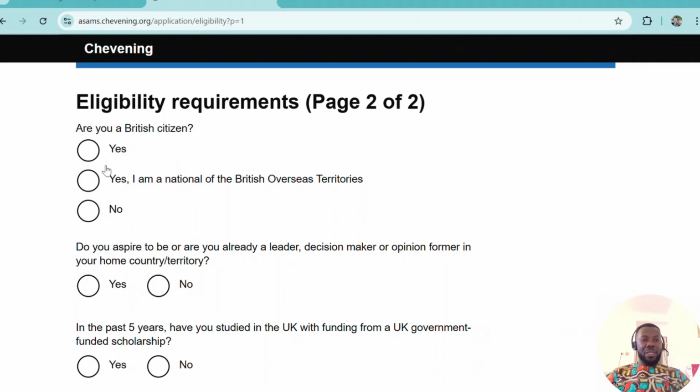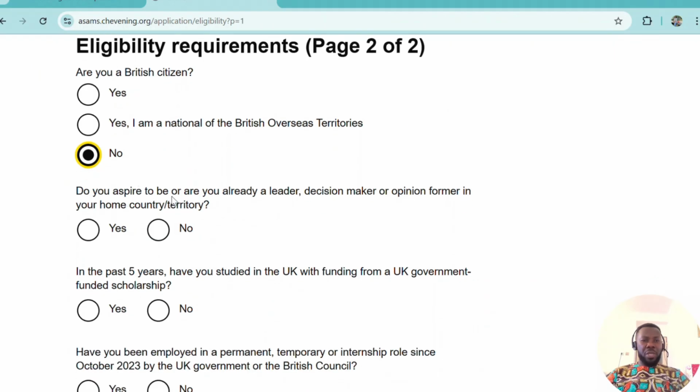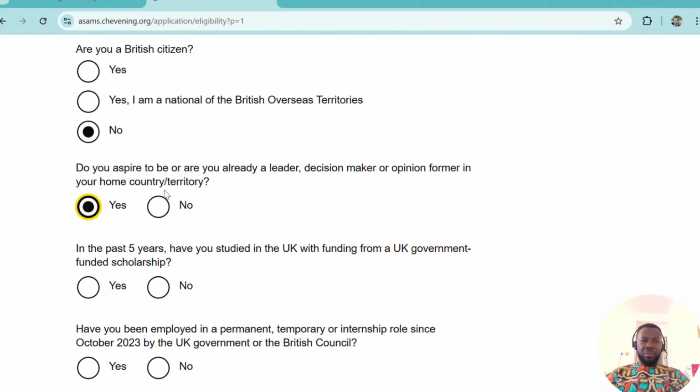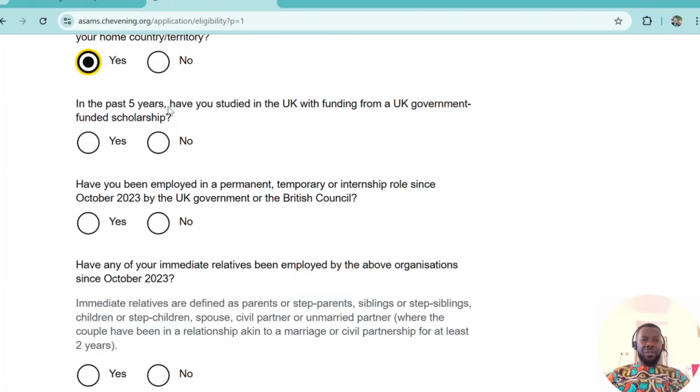Are you a British citizen? No. Do you aspire to be, or are you already a leader, decision maker, or opinion former in your home? Yes. In the past 5 years, have you studied in the UK with funding from? No. If you have, you can select yes, but if you have not, no.